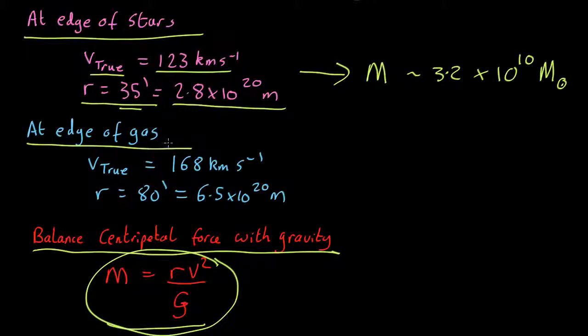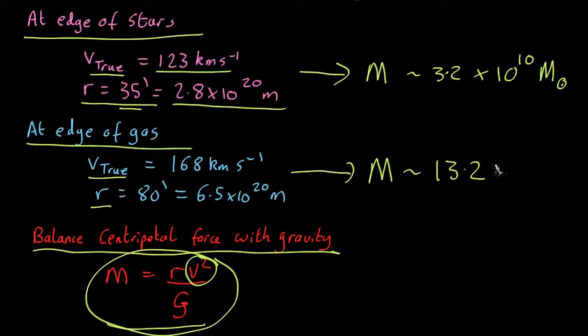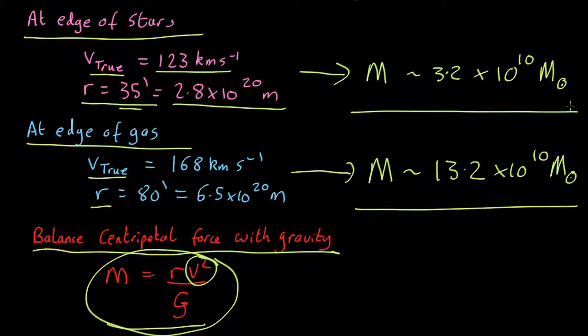When we go out to the edge of the gas, R is larger and V is larger, so we're bound to get a much bigger number, especially because of the increase in V, because you've got a V squared in here. So we end up with a mass of 13.2 by 10 to the 10 solar masses. Okay, so there's our answer. Let's go and see what Brian got.